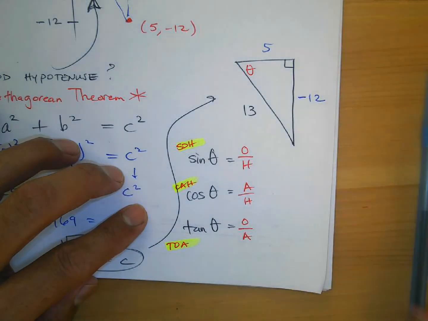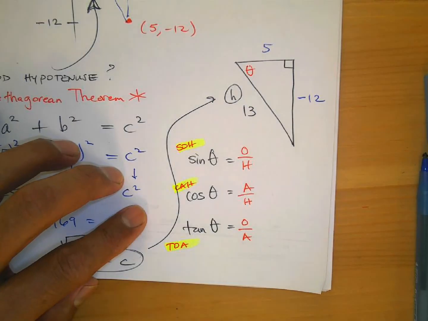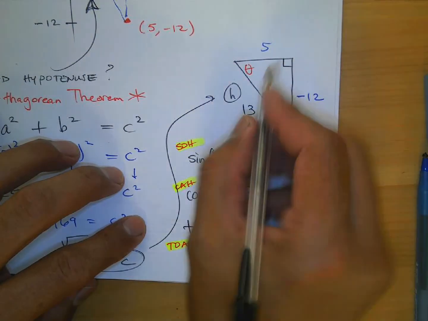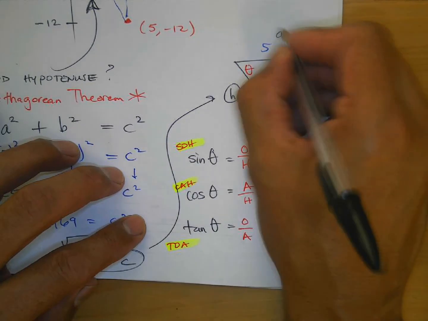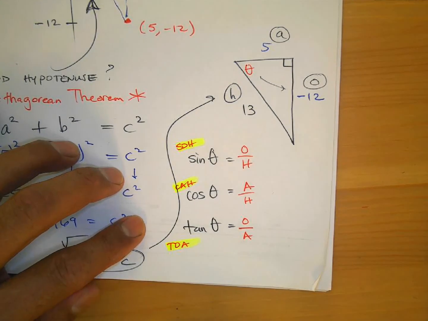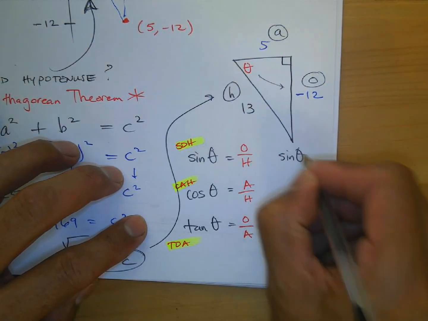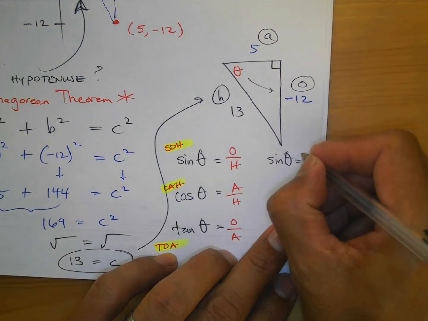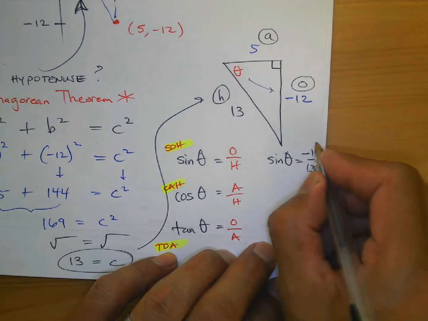Anyways, oh, well, see, now you got to label your sides. Obviously, this is the hypotenuse. This one is the opposite. It's opposite of the angle. This is your adjacent. Label your sides. All right, so that means sine is going to have to be sine of theta is O, negative 12 over 13.